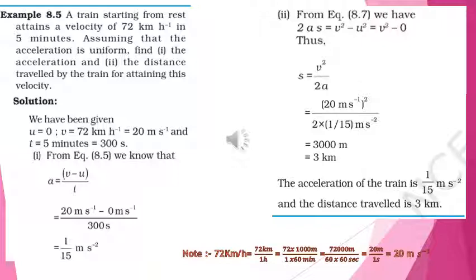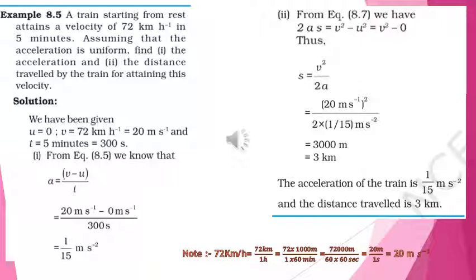Now all this quantity is related with the equation a equals v minus u upon t, because we want to calculate the acceleration. And what is the formula for acceleration? The formula for acceleration is v minus u upon t. Now substitute the values and get the answer. The answer is 1 upon 15 meter per second square. So this is the acceleration.